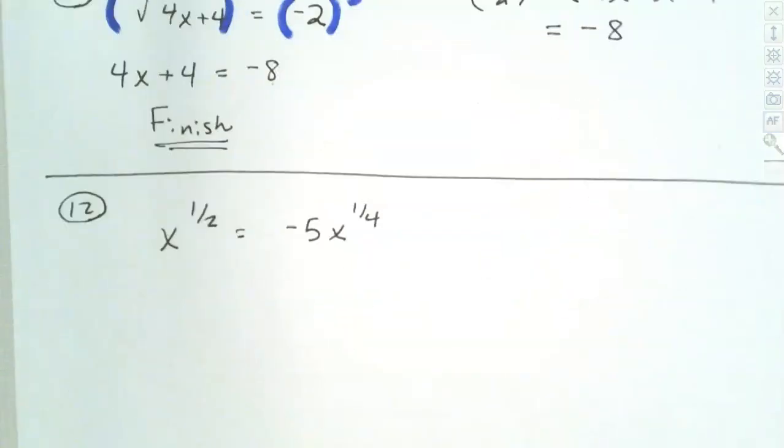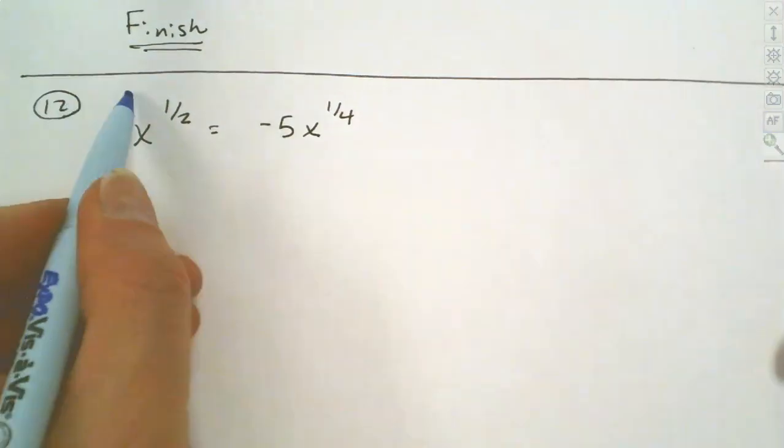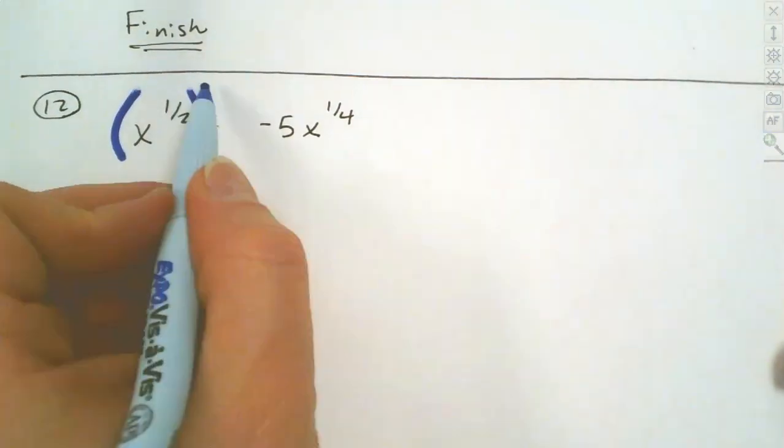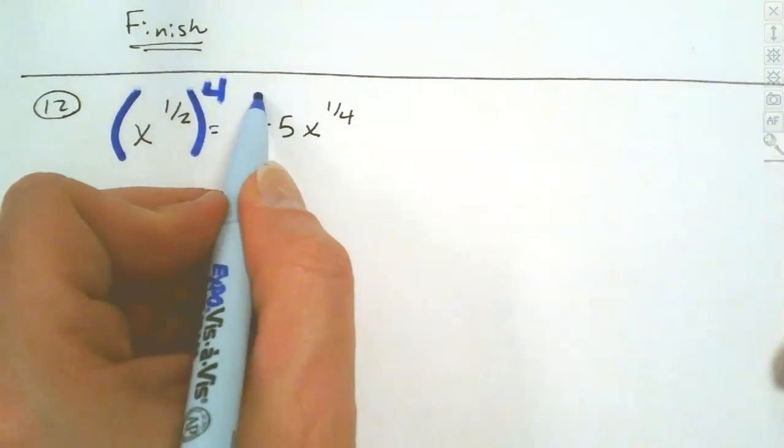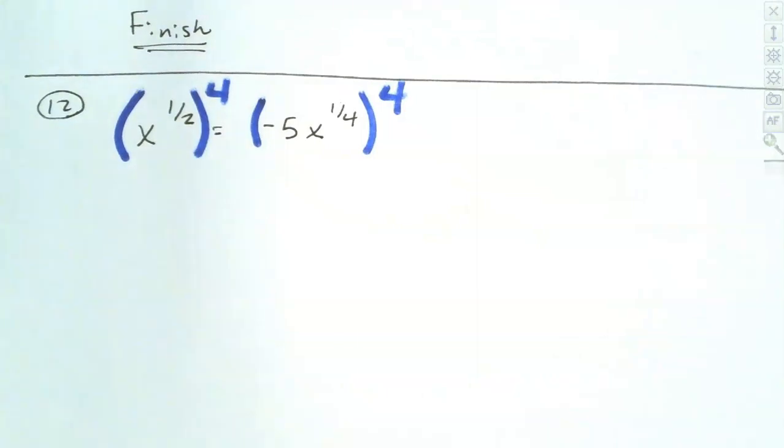And I'm going to go ahead and work this one completely out just so we can see how everything plays out. Okay, now, what do I want to do? Well, I want to solve it. So I need to go ahead and clear out my fractions. And I'm going to do that by taking everything to the 4th power. So I'm going to take everything to the 4th power.